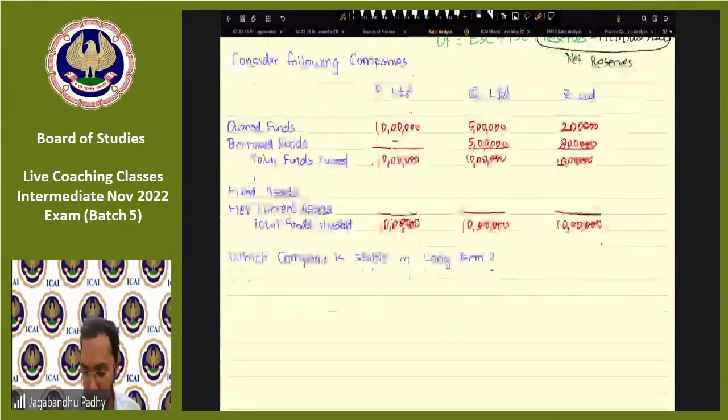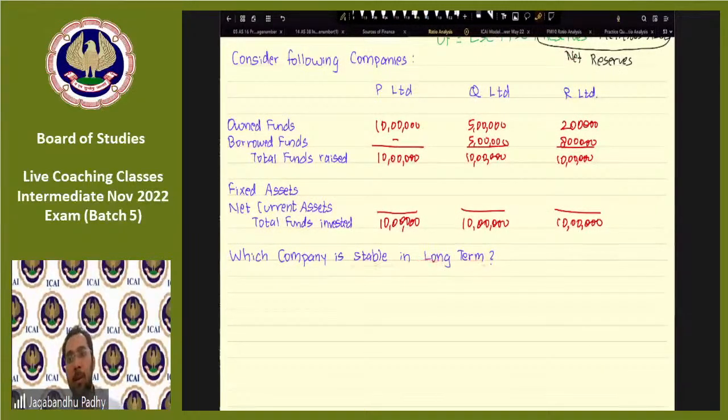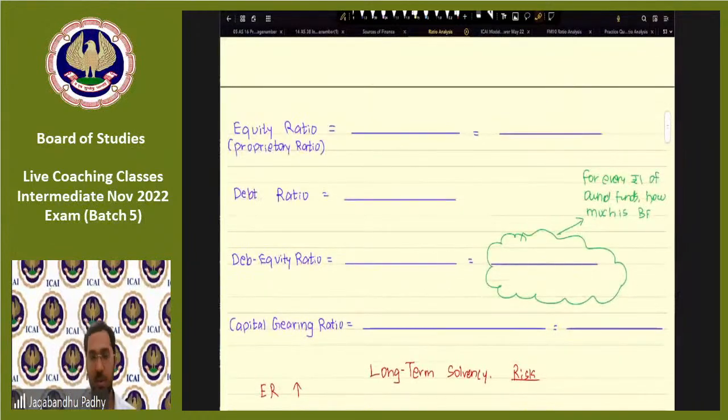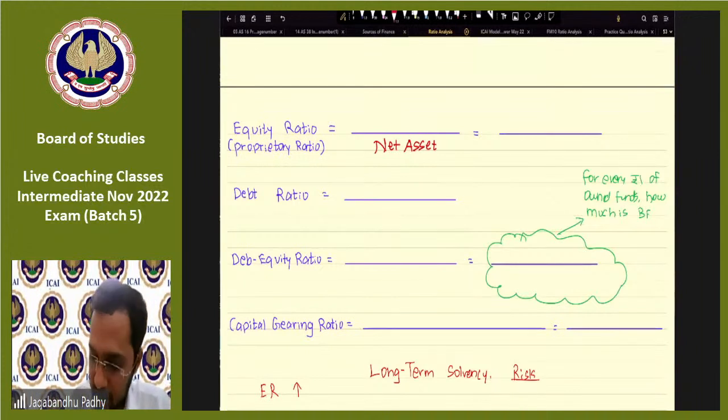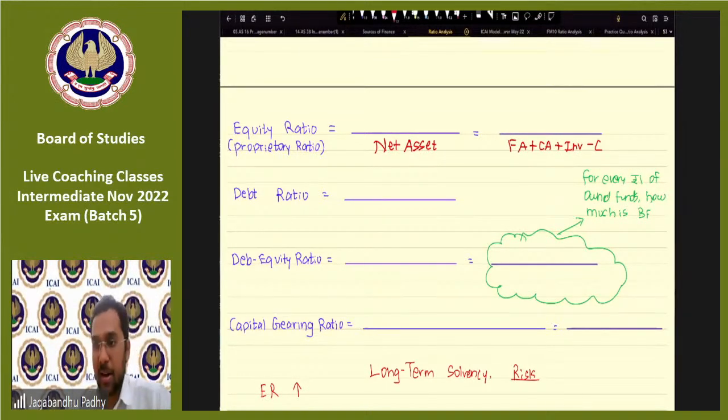Okay. So how do we measure which company is more stable in the long run? In the long run, that's computed by using some ratios such as long-term solvency ratios. The first ratio that we have is proprietary ratio or equity ratio, which tells you that out of your net assets. Now understand this: net assets is what, sir? Fixed assets plus current assets plus any sort of investment you have minus current liability.